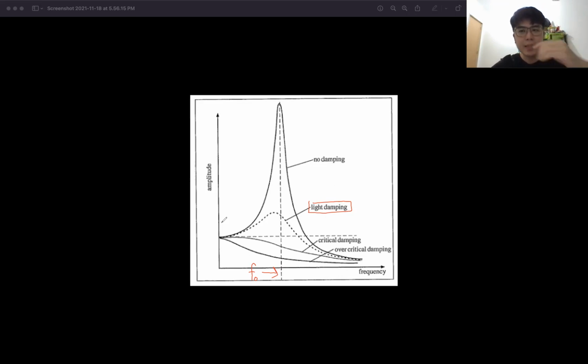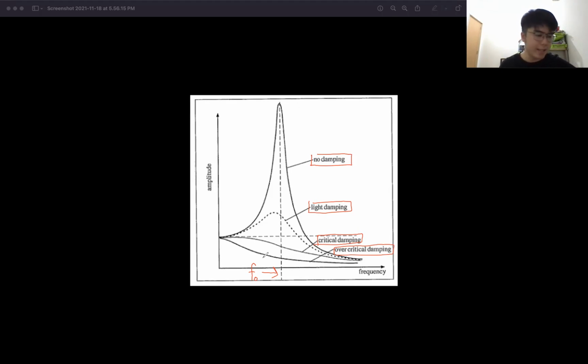And it happens in all types of damping. You can see other types, you get no damping. Of course, with no damping, the amplitude will be far greater than the damped ones. So you have no damping, light damping, critical damping, and overcritical damping. All these graphs show a peak at the center, like all of them having the shape of a mountain. So this is where resonance happens.